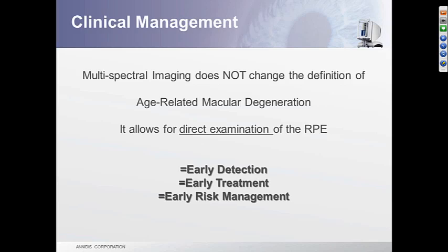So just keep in mind, multispectral imaging does not change the definition of age-related macular degeneration. It allows for direct examination of the RPE in a way that we've not traditionally been able to visualize without some advanced diagnostics. And in my view, even with fluoresceins that I run all the time in my clinic, the view that we get to the RPE, devoid of and past and around the drusen and hemorrhage, is really fantastic. And certainly you all know that we can see early change and provide early risk management in the clinic.